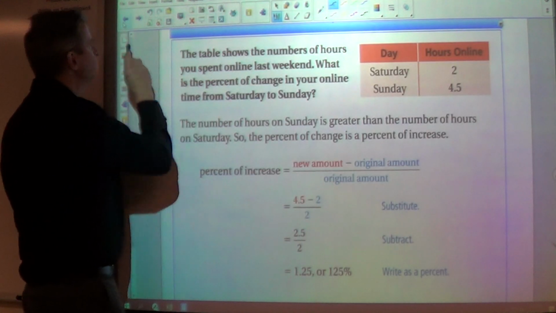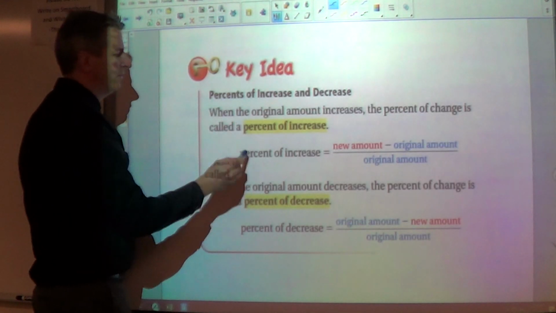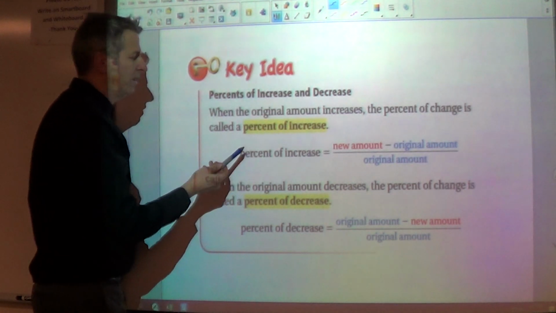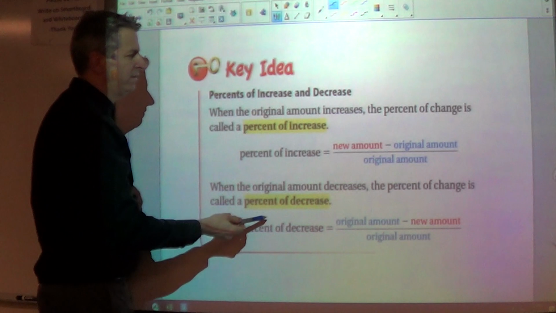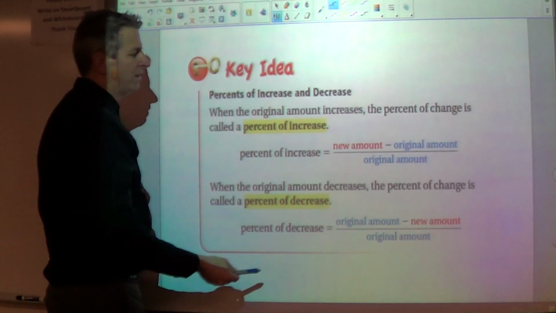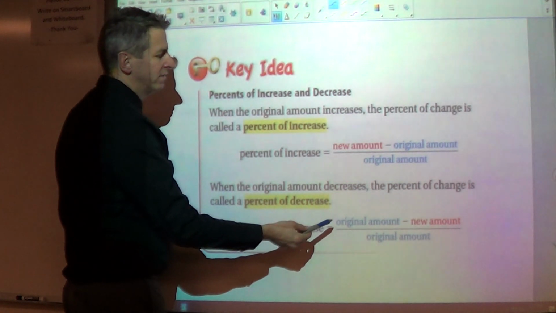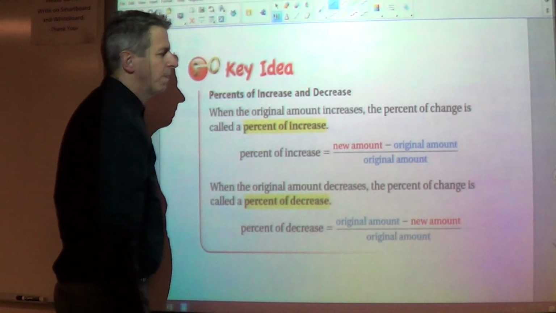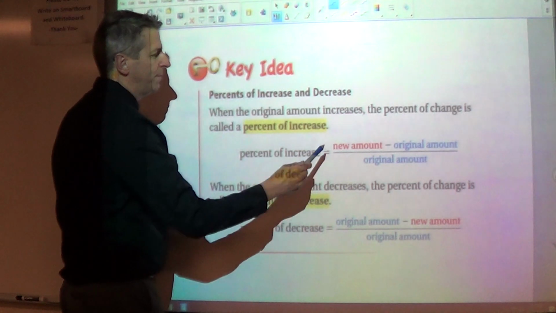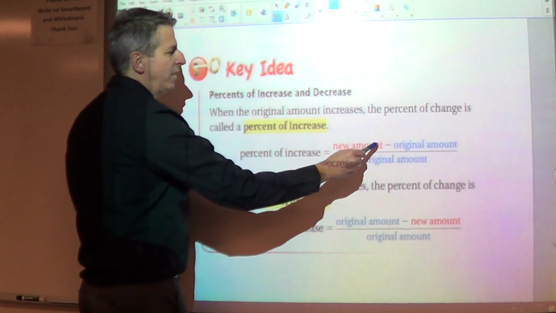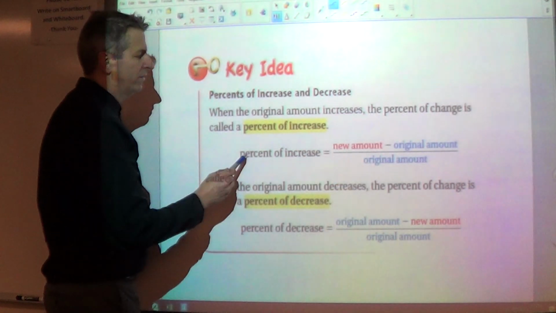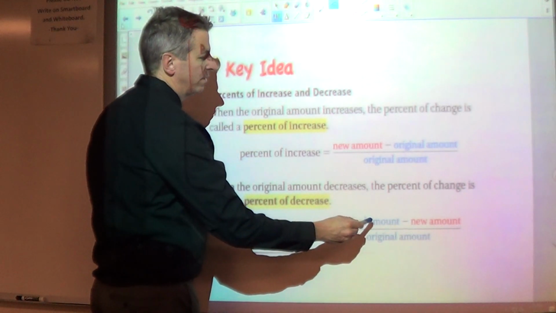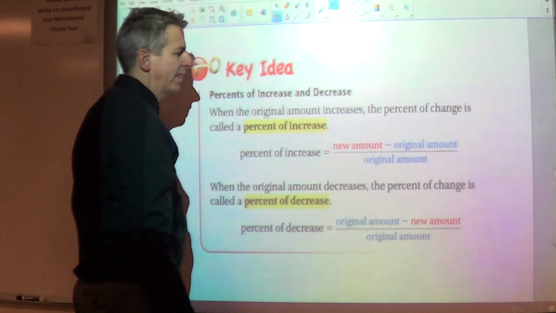So today's lesson, which is on percent increase and percent decrease, you have to first decide, is it an increase or is it a decrease? And you can see, it's a fairly simple calculation. The bottom number is always the original amount, okay? The top number is going to be the new amount minus the original amount for the percent increase. And the percent decrease will be the original amount minus the new amount.